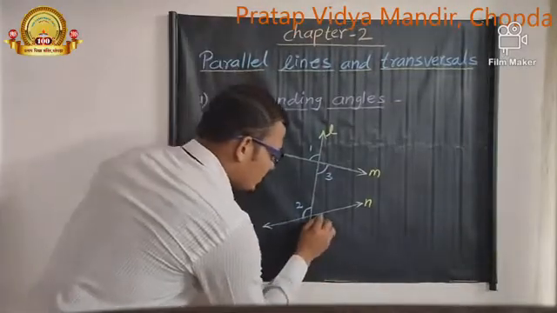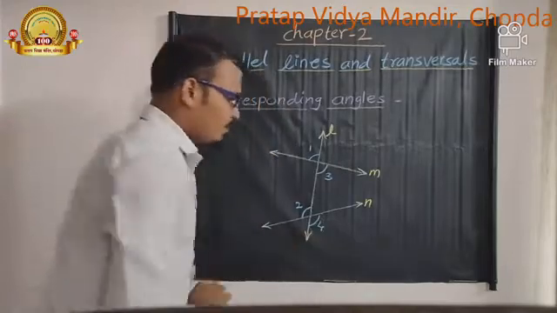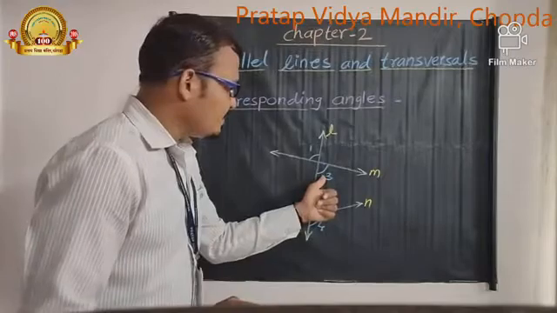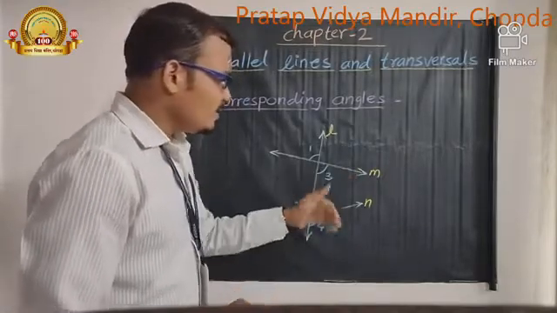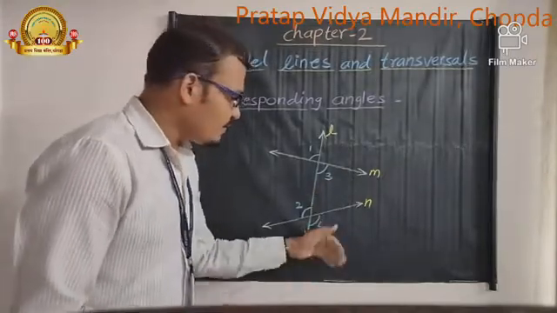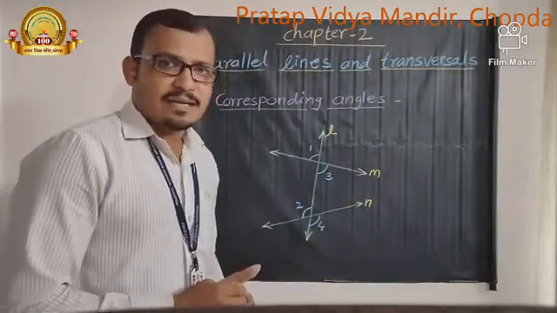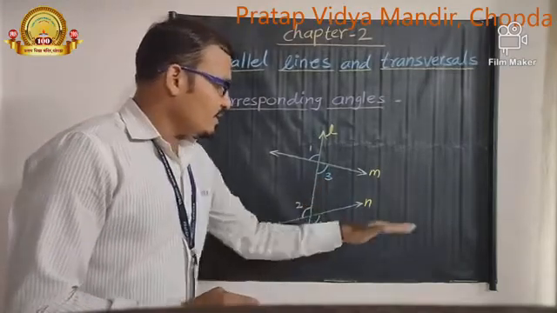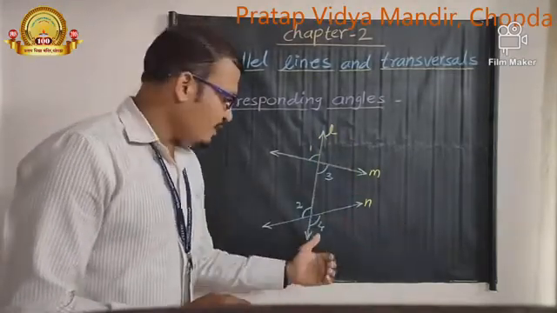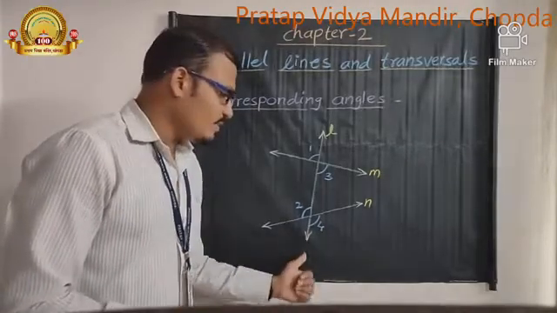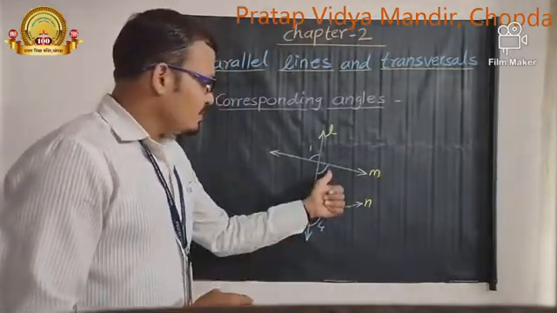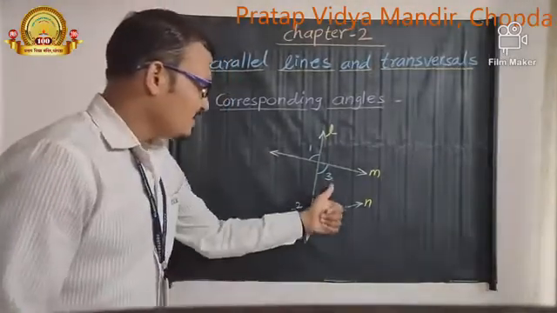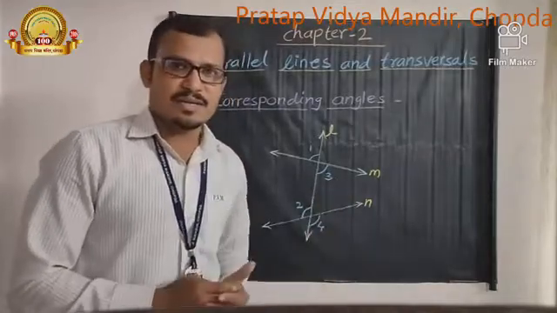But if we take one more angle, angle 4. Now in angle 3 and angle 4, angle 3 is on the lower side of line M, and angle 4 is also on the lower side of line M. Again, angle 3 is on the right side of transversal L, and angle 4 is also on the right side of transversal L. So angle 3 and angle 4 are in the matching corners. So angle 3 and angle 4 are also corresponding angles.